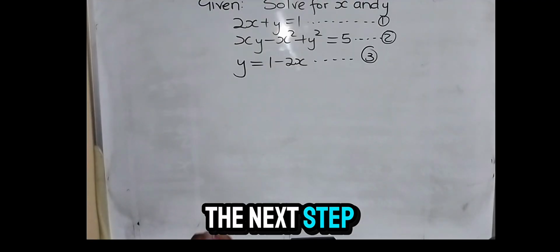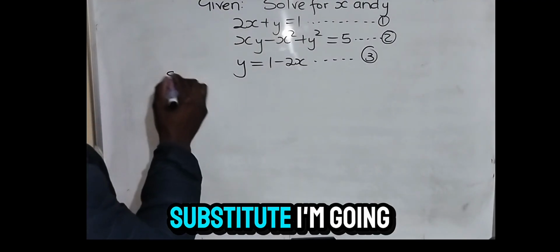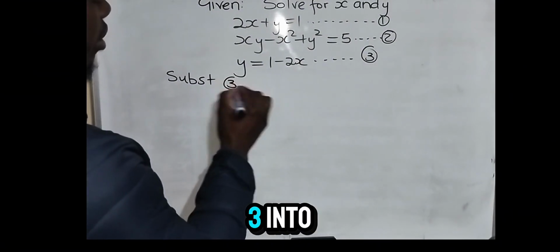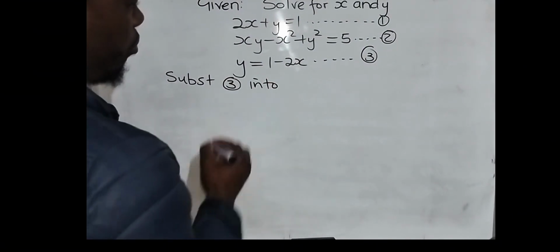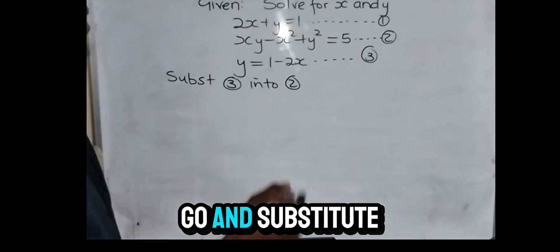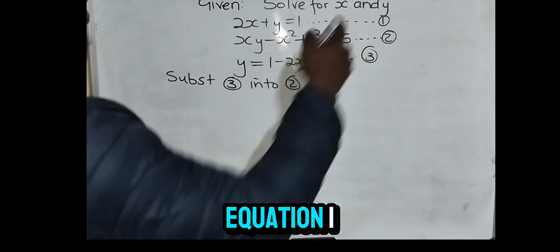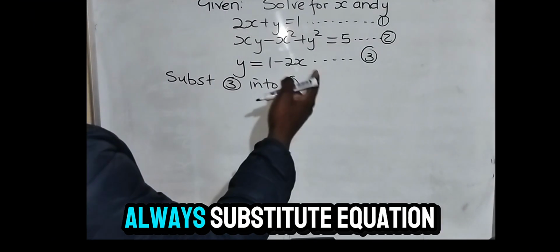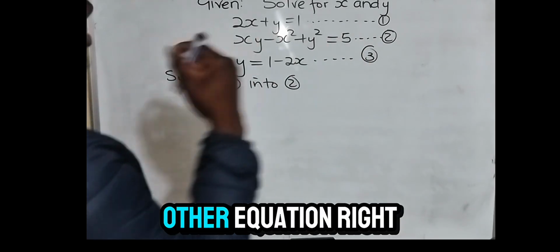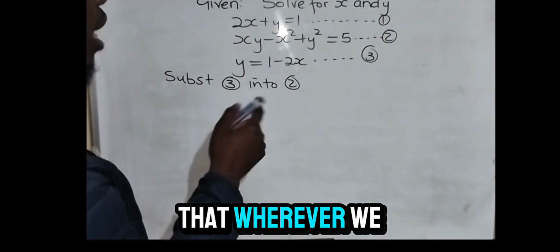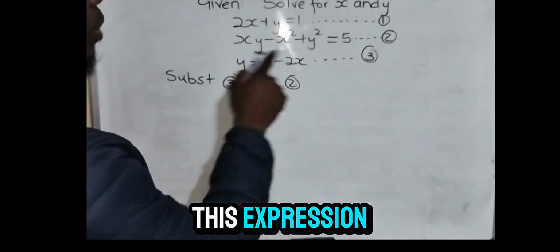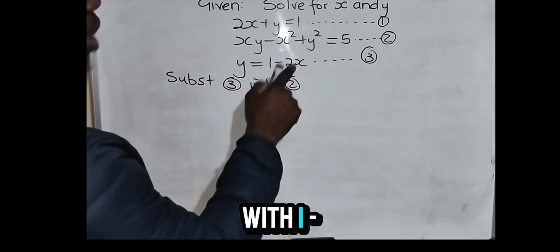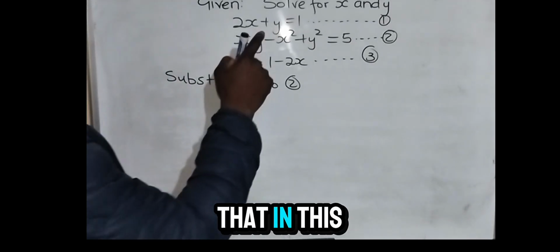So what is the next step? I'm going to substitute equation 3 into equation 2. You can't go and substitute equation 3 into equation 1 because you used equation number 1 to make 3. So you must always substitute equation 3 into the other equation. Right, so let's do that. Wherever we see y in this expression, we're going to substitute that with 1 minus 2x. So let's do that in this equation.